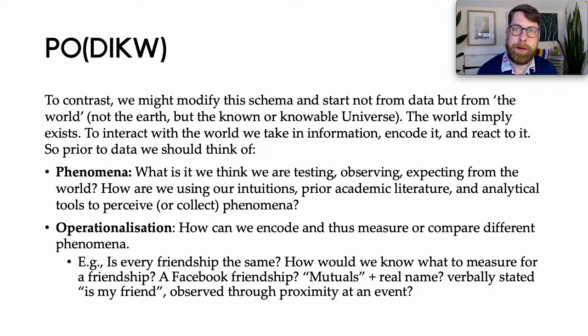Are there other signals of extroversion? Are there things that are correlated with extroversion? So we might think, how can we operationalize phenomena, the stuff that is out there in the world, as the things that we want for data? We can either operationalize that by looking at the data that's already there or creating different data, or maybe even looking at data that's already there in a different way.